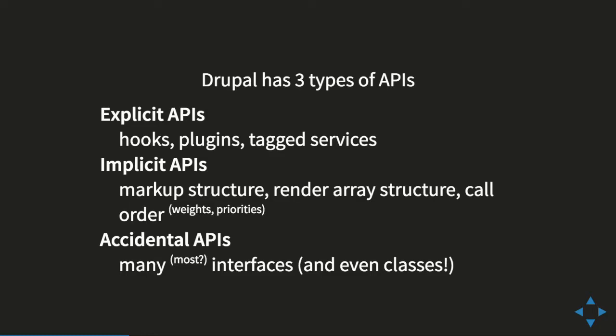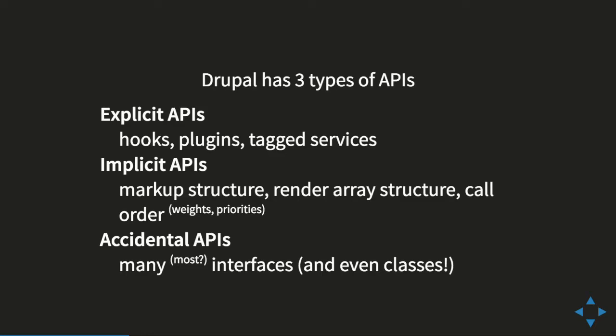But we also have implicit APIs, which are our markup structure, render array structure, the order in which things are called. So for example, the execution order of hook implementations, and those depend on weights and priorities. So those are kind of the implicit APIs, which aren't officially APIs, but if we do change them, that could break backwards compatibility, so we kind of cannot change them.